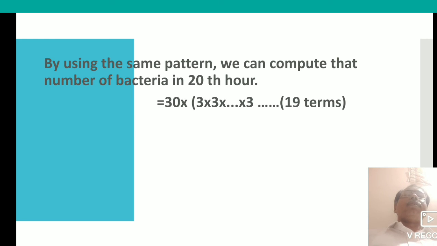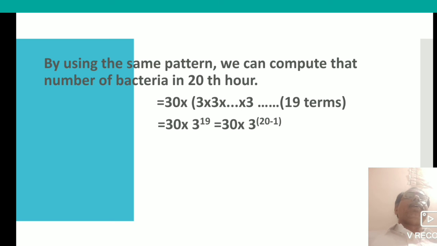For example, once again consider the number of bacteria in the 4th hour. What do you write there? 30 into three 3s, 3 into 3 into 3. Whereas in the 3rd hour, we can write 30 into 3 into 3, that is there are two 3s. And simultaneously by the same pattern, at the 20th hour we can write 30 into 3 into 3 into 3. How many terms? 19 terms. Now that can be written as 30 into 3 power 19, which is equal to 30 into 3 power 20 minus 1.